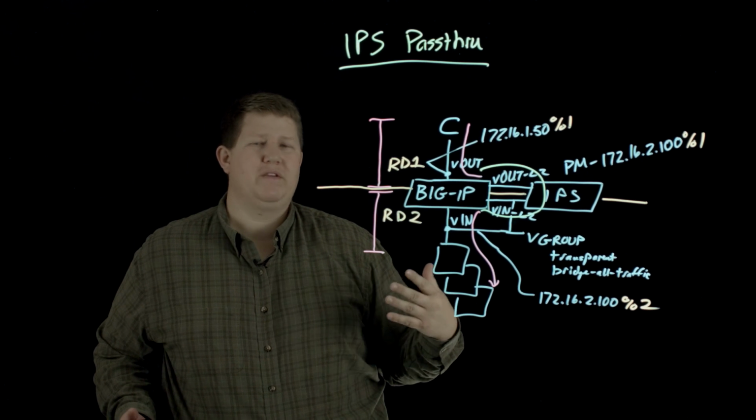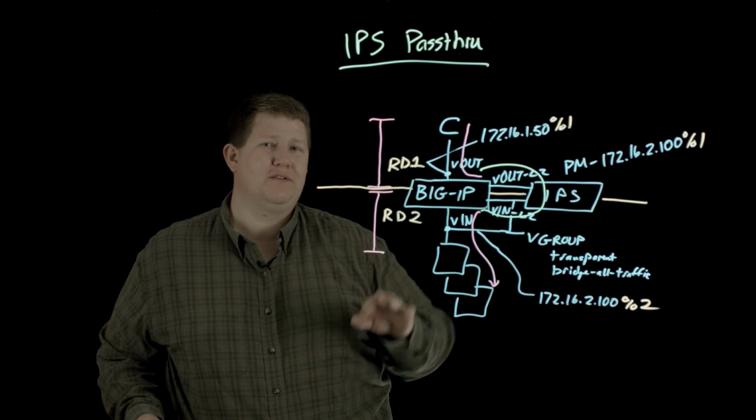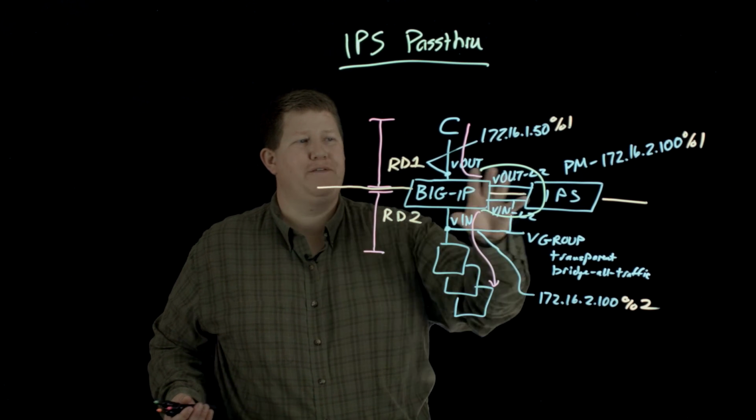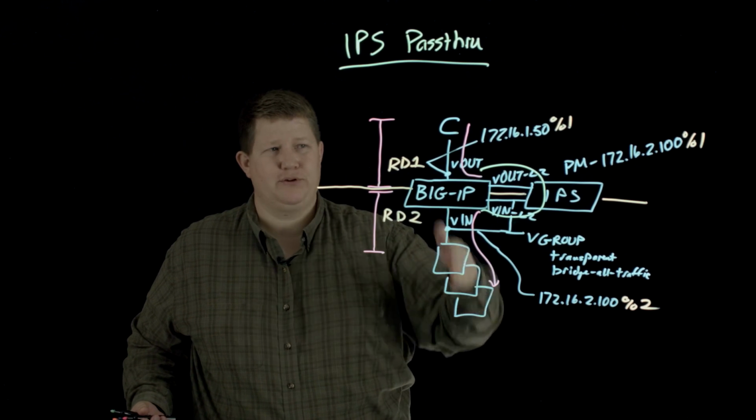So drop a comment in the article: how would you make this a fail-open scenario, so that if, for whatever reason, you lose this pool member, you can still pass traffic from client to server?